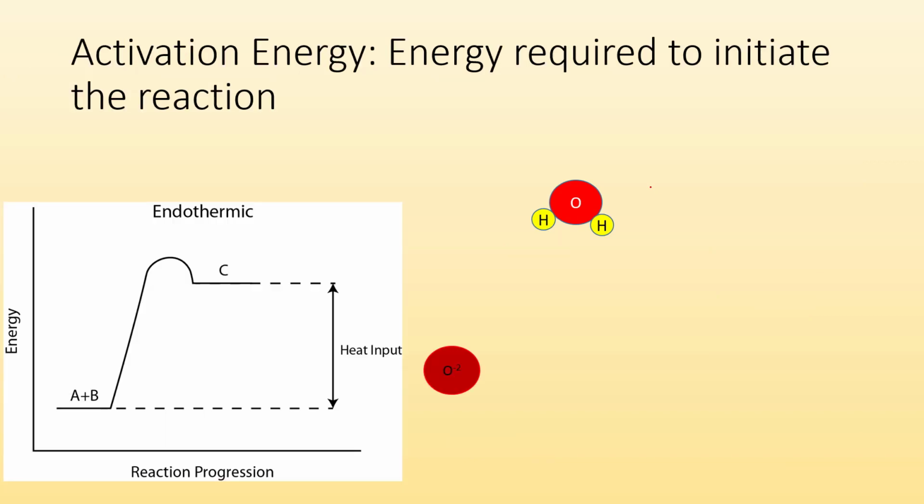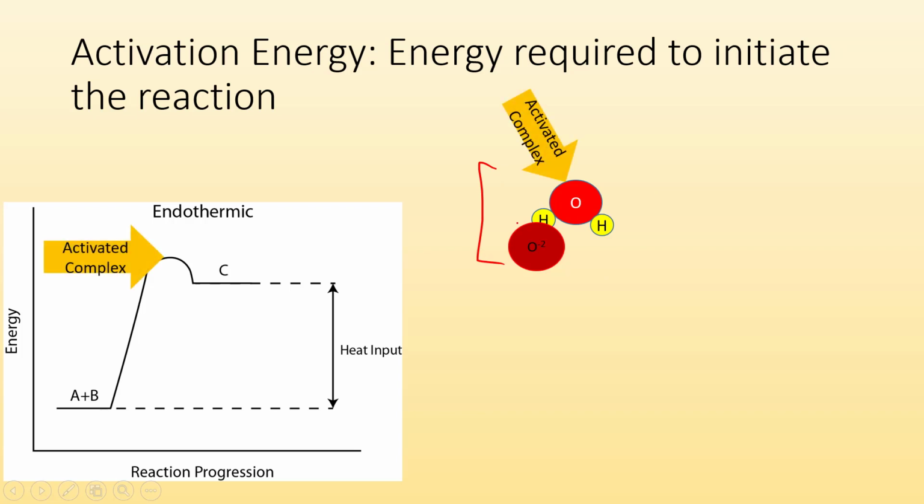Activation energy. This energy required to initiate the reaction we call activation energy. It's how much energy has to go in for that reaction to occur. So we need a certain amount of energy in order to break that bond. Right now we have what we call the activated complex. So the collision occurred with enough energy that a reaction is going to proceed.